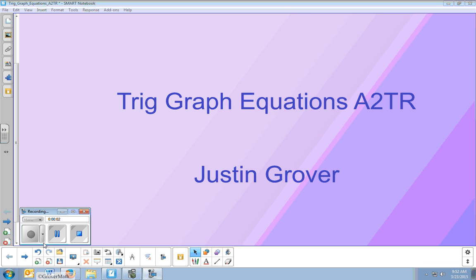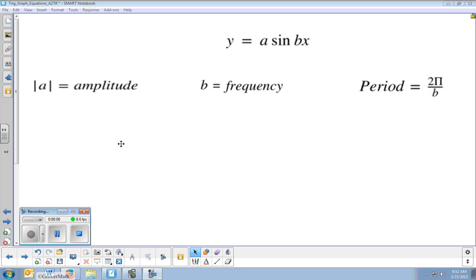Trig graph equations, algebra 2 trigonometry regions. So the previous lecture had this slide, so I'm not going to spend too much time talking about it. We discussed how amplitude was the height of the graph and its absolute value, because even if we have a negative there, it does eventually go up.